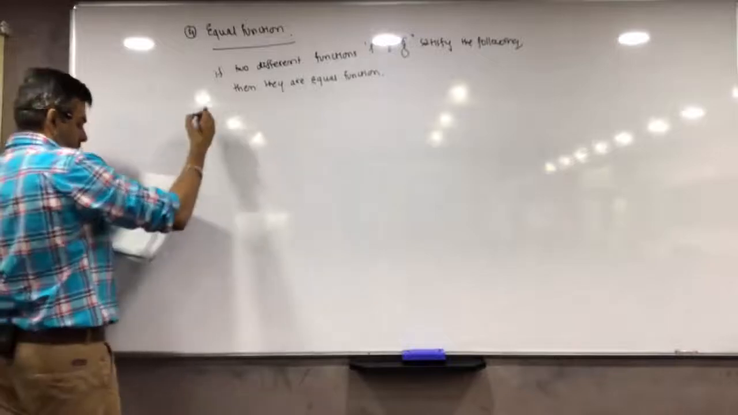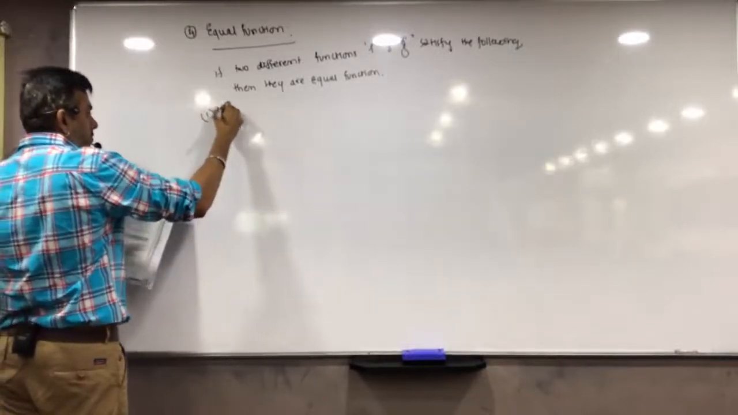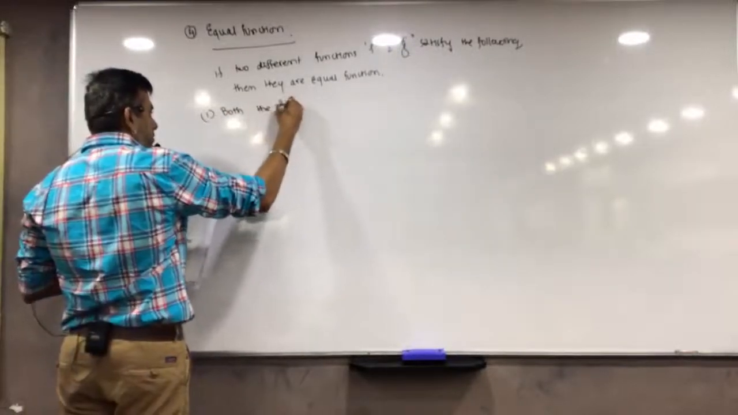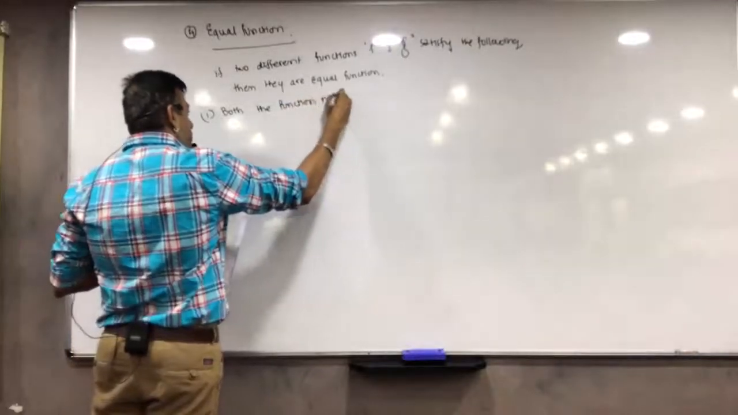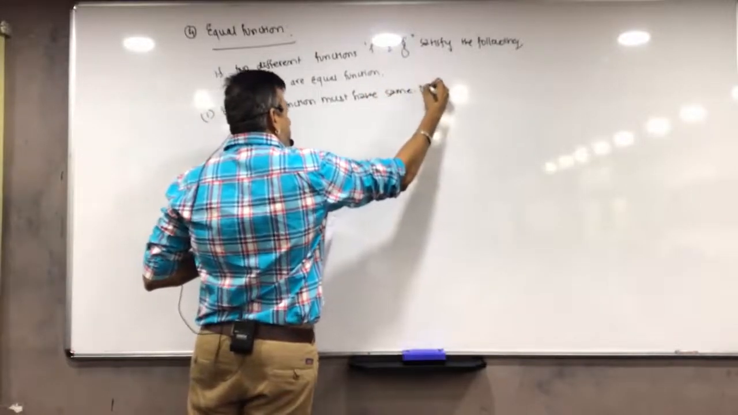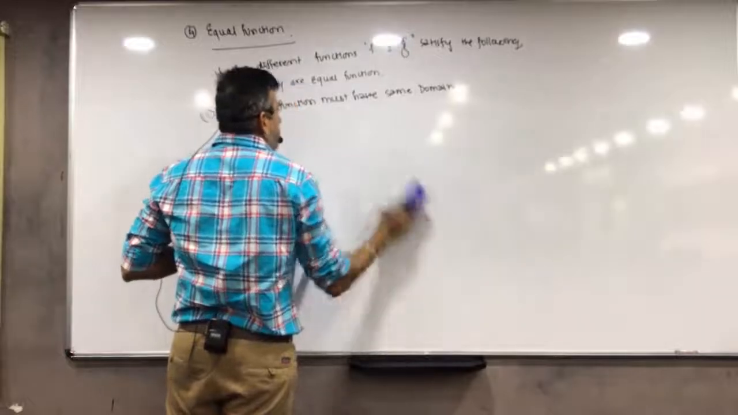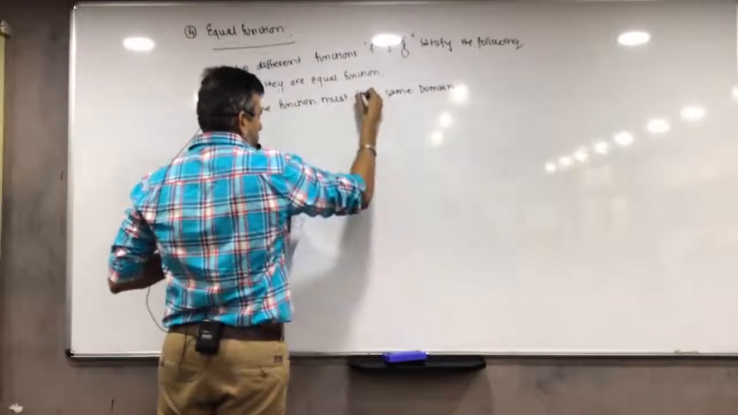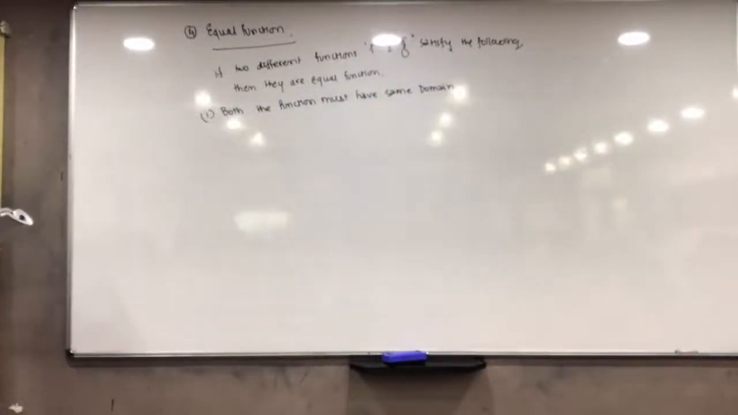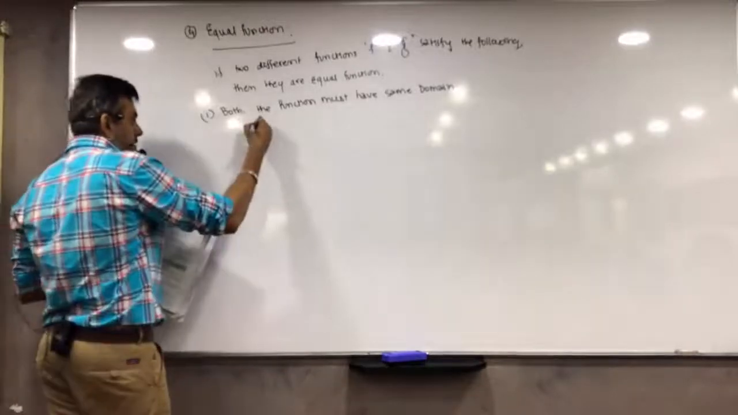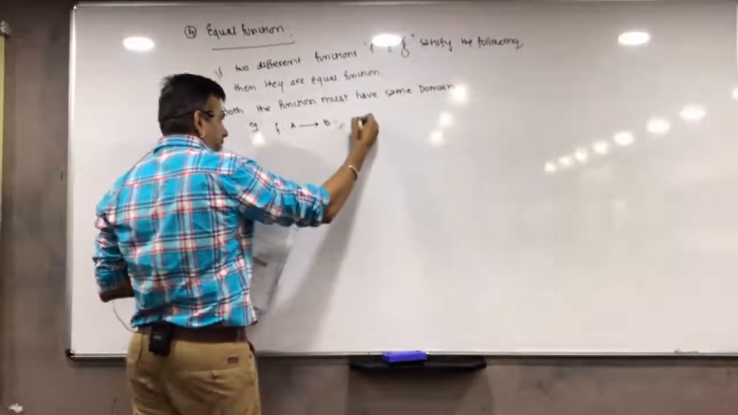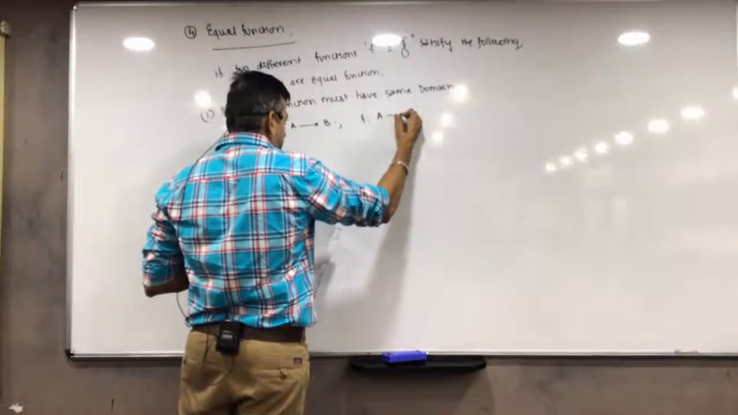First, both the functions must have the same domain. Both functions must have the same domain. Example, function from set A to set B and function from set A to set C.